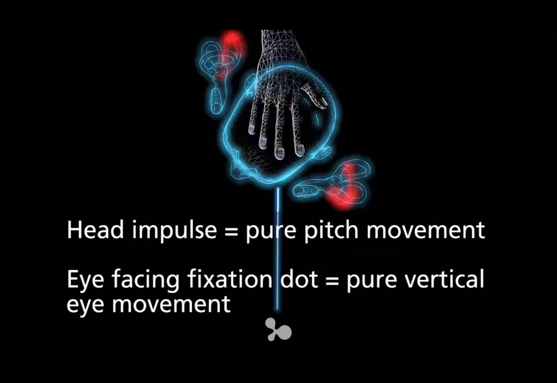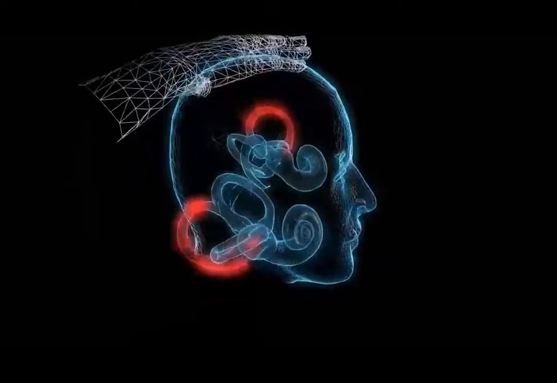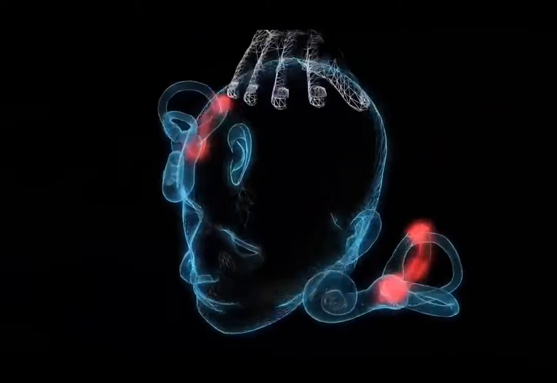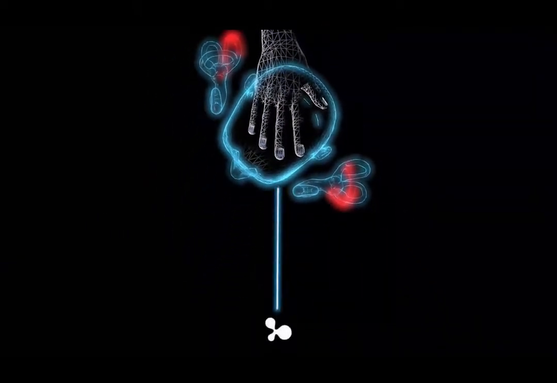Now the other thing is that if you had some torsional component in there, it could also affect your gain. So you want to make sure that you move the head 35 to 45 degrees to the right and that the patient is still staring back at the fixation dot. So the next question is why is 35 to 45 degrees important?